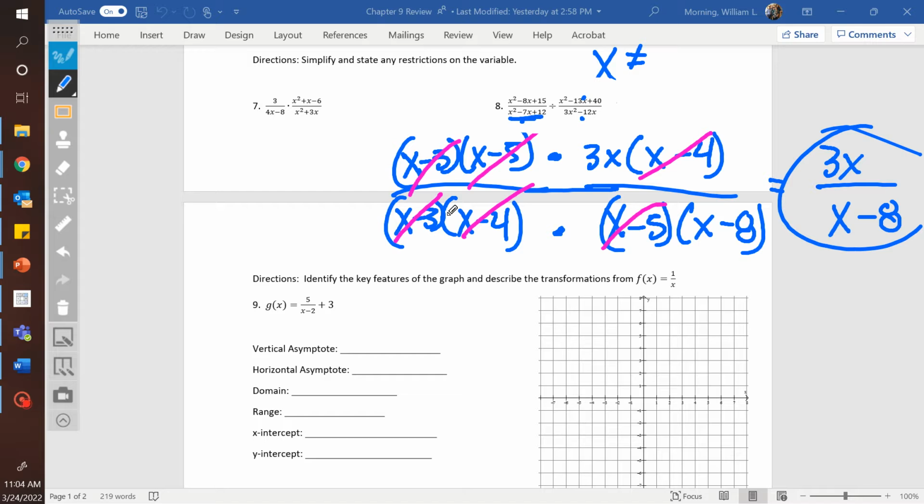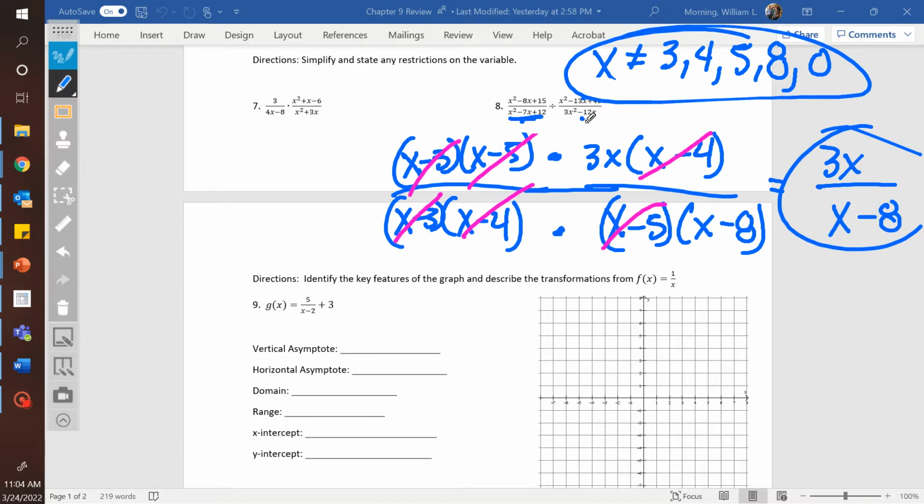So from this one, we know that x cannot be 3 and cannot be 4, because 3 minus 3 and 4 minus 4. For this one, we know that x cannot be 5 and x cannot be 8. And then for this one, we know that x cannot be 0 and it can't be 4. We already have 4, so that's fine. Okay, so this is one that we didn't really talk about that much. However, it should make sense because we're dividing by a number here, and this number cannot be 0, which means that the numerator of this can't be 0 either.